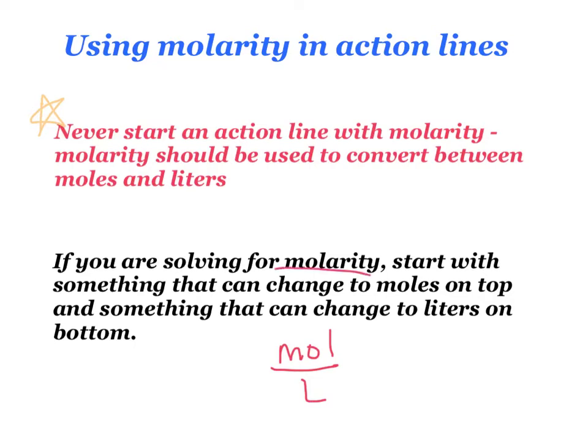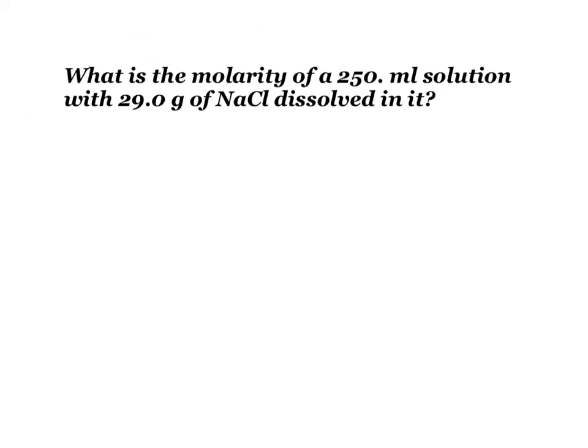So if you're asked to find molarity, in any case, you want to start your action line with something that can be changed to moles, like maybe it is moles already, or maybe it's grams. And then on the bottom, we want to start with something that we can change to liters. Maybe it is liters already, or maybe it's milliliters. That's what we want to start with each time.